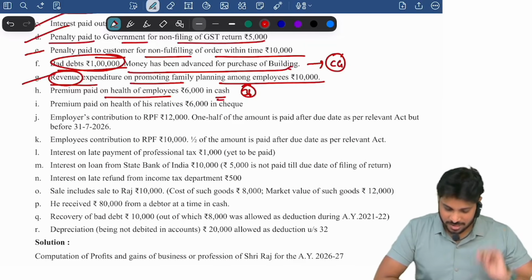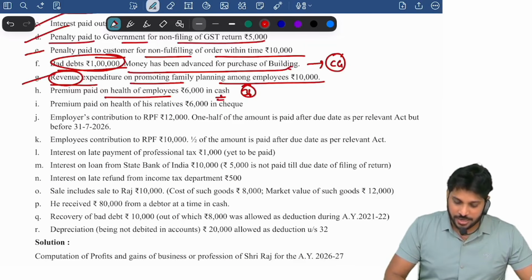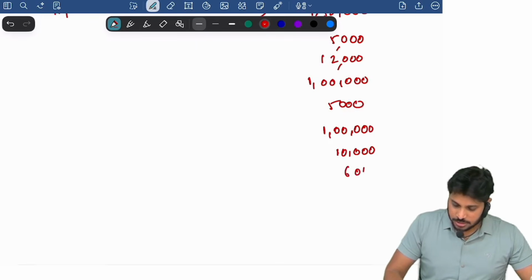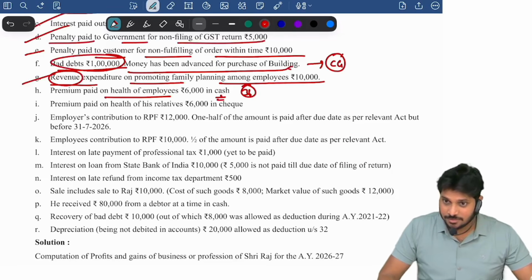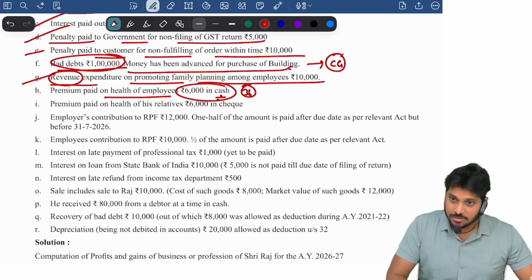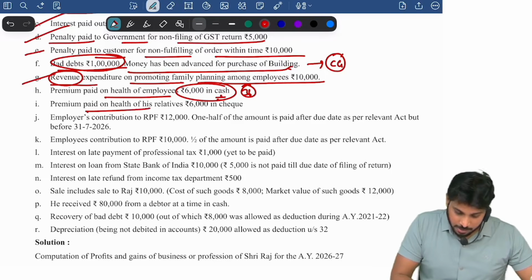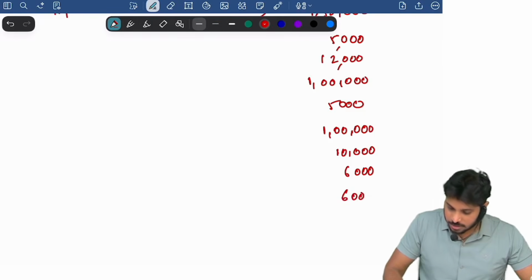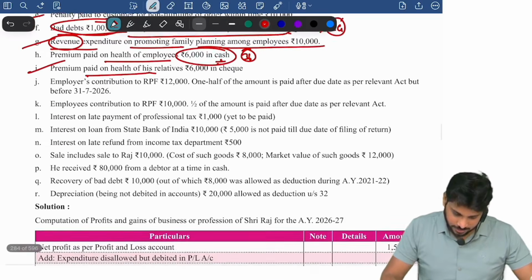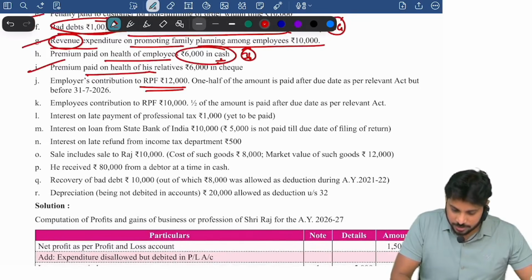Correct. Very good. So premium paid to employee in cash. Yes or no? 6,000. Add back. Correct? Health insurance premium cash. Other than cash only allowed. Premium paid on health of his relative allowed. It's a personal expenditure. How much is it? 6,000. Yes or no?